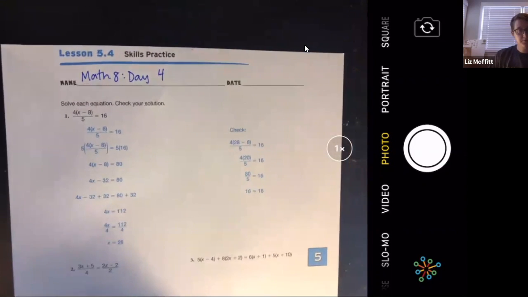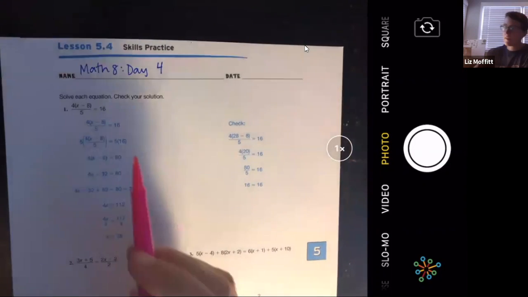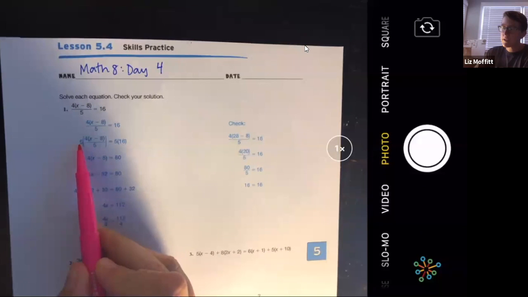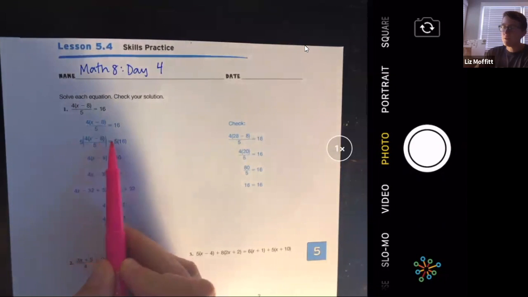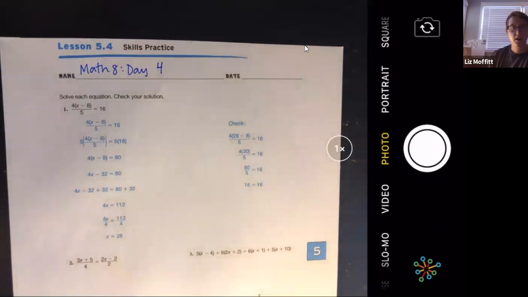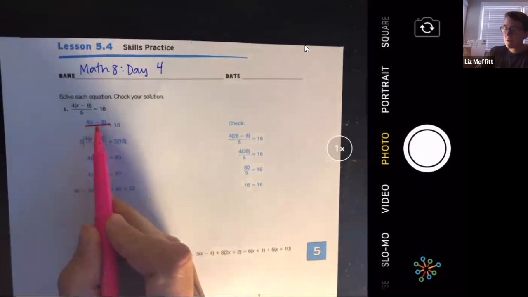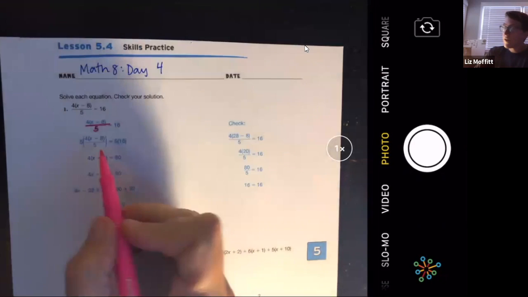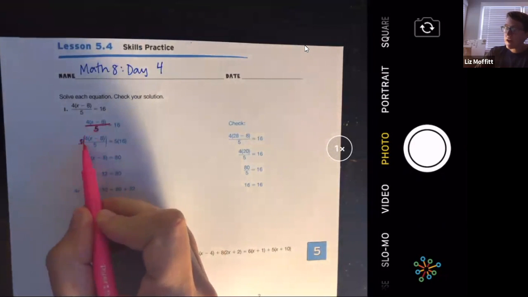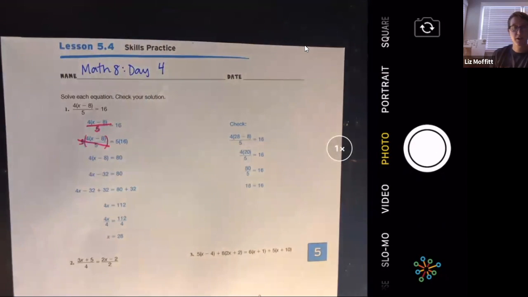So in problem number 1, the very first thing that I notice that has been done is there's multiplication by 5 on both sides of the equation. This multiplication by 5 is in order to get rid of dividing by 5. In the original problem, the entire left-hand side is being divided by 5. So we are going to multiply by 5 so that we can undo that dividing by 5.